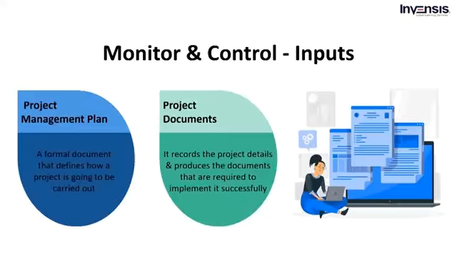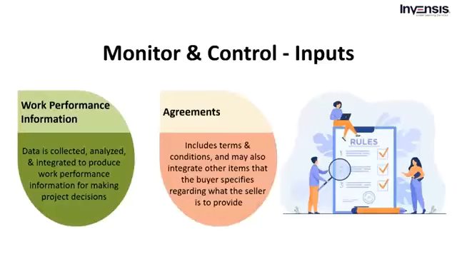Finally, there is a schedule forecast. Based on the project's previous performance, use deadline forecasts to determine if the project is within the tolerances defined for the schedule and identify the required change requests. The next input to the monitoring and control process is work performance information. Work performance data is an output of the direct and manage project work process in which the data is collected, analyzed, and integrated. This produces work performance information that provides a solid foundation for project decision-making.